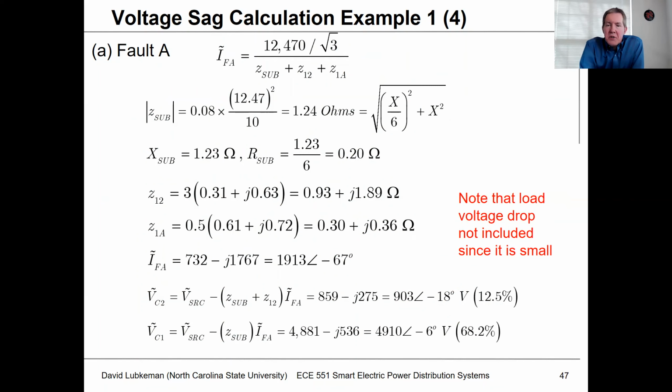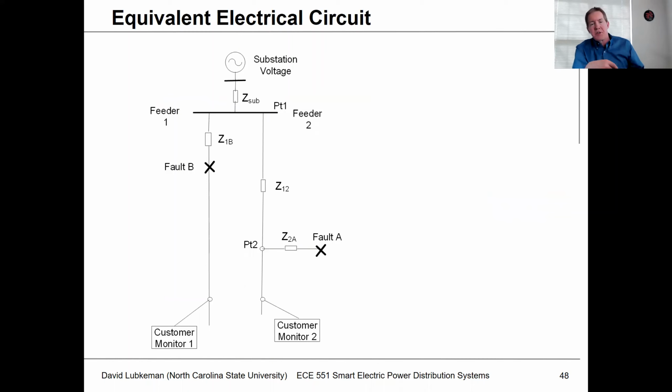So what we need to do if we're talking about the fault at A is we need to have an electrical model. And the electrical model is shown here where the substation has an impedance. This is fault A. The substation has an impedance. This line section between 1 and 2 has an impedance, and the section between point 2 and the fault has an impedance. And so the net impedance is the sum of these 3. This is basically the Thevenin impedance as seen from point A.